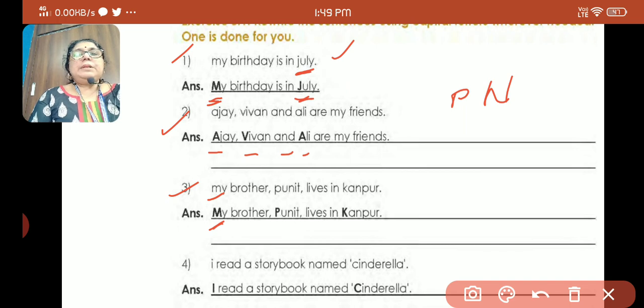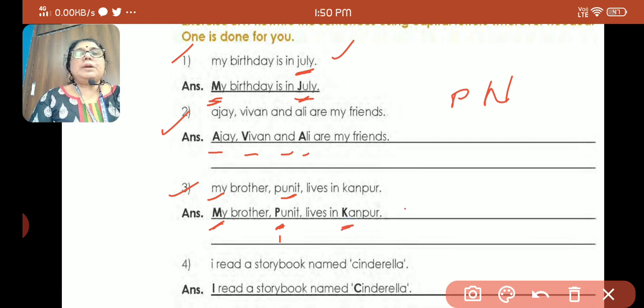M will be in capital for my. That's it. So brother, the same will come. Punit, that's the name of that brother. So that P will be, it's a proper noun. So we write P capital. Proper noun always begins with a capital letter. So we write capital. Lives in Kanpur. Kanpur, name of a place. Proper noun again. So K should be in capital. So K is written in capital.